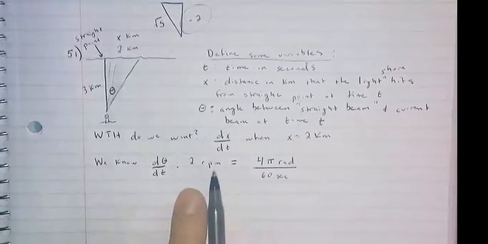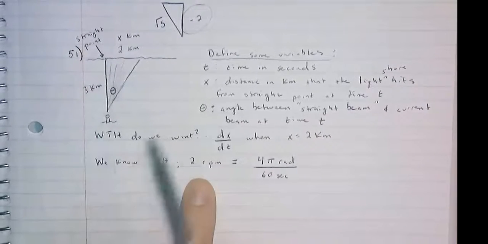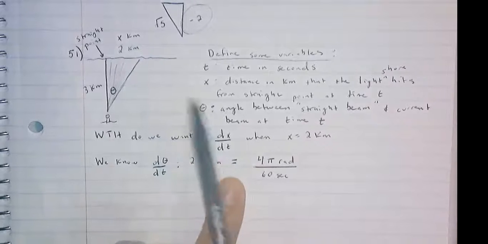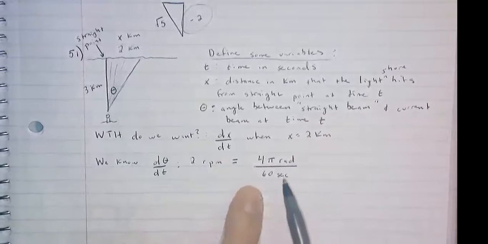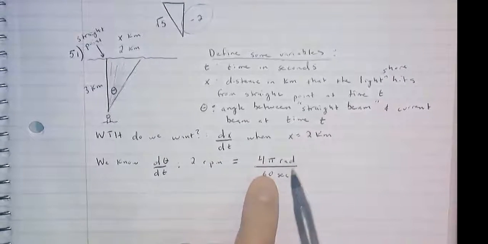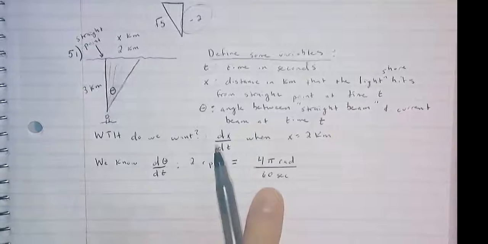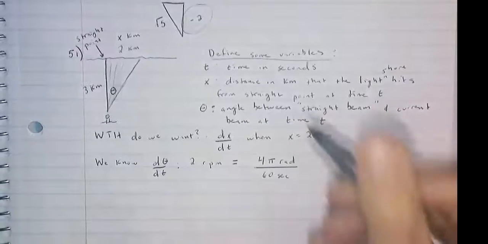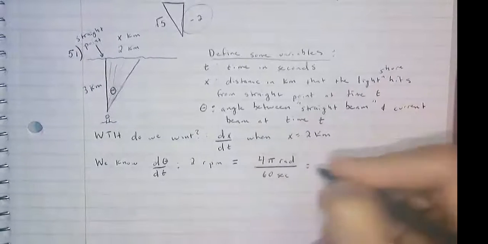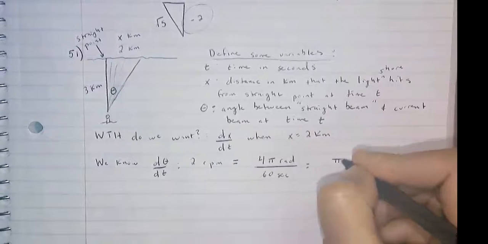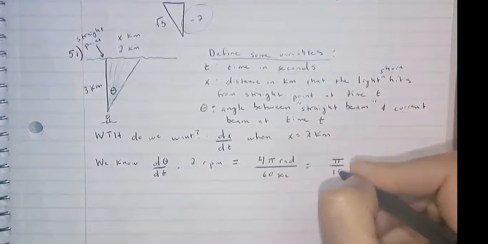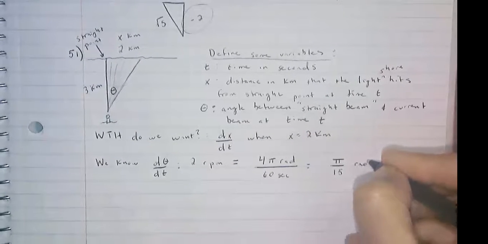2 revolutions per minute, 1 revolution is 2 pi. Well, we're doing 2 of those in 1 minute. So we're doing 4 pi radians every 60 seconds, which we can then simplify into pi over 15 radians per second.